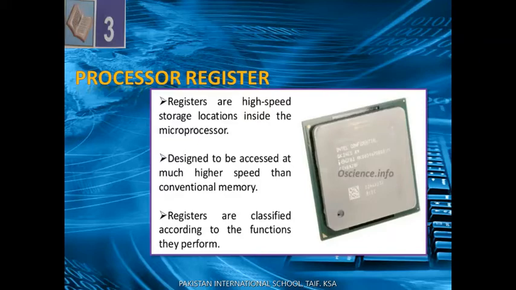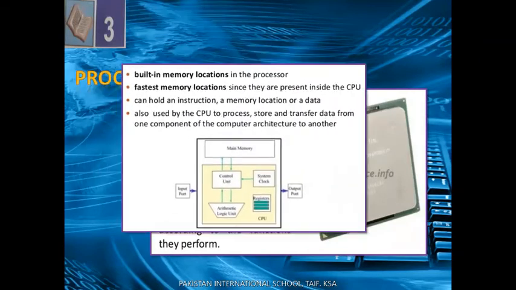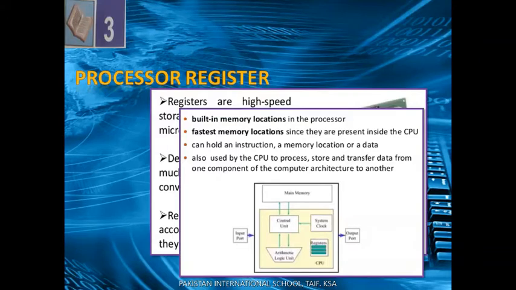Remember, students, registers are basically inside the CPU. This is a small, high-speed memory inside your CPU, which is used to hold your data and instructions. They have different purposes and different types. It is a built-in memory location in the processor. These are the fastest memory locations, since they are present inside the CPU, and can hold an instruction, a memory location or data. They are also used by the CPU to process, store and transfer data from one component of the computer architecture to another.